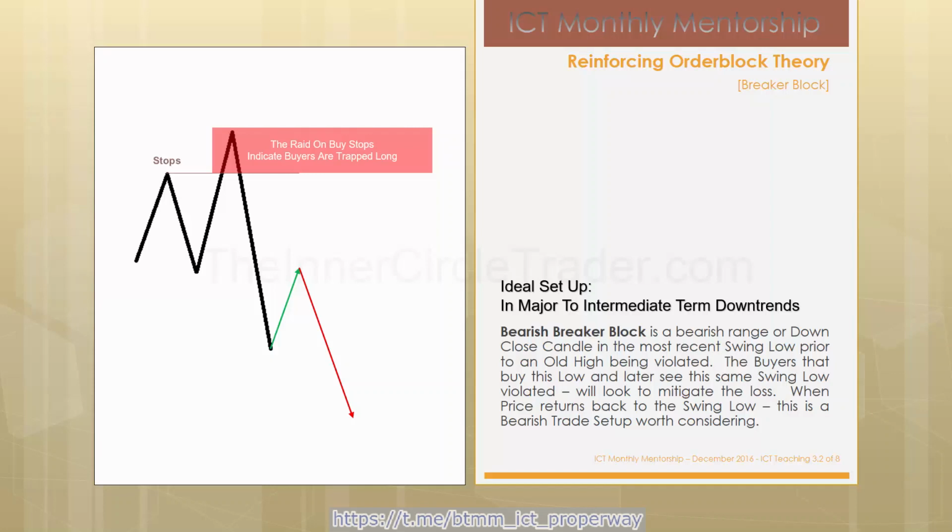The salient points are what we're looking for is an old high to be run out or a false break above an old high. This raid on buy stops indicates buyers are trapped long. We know this is true when the market quickly does a repricing. That's seen here. Repricing lower after buy stops are taken, that is a confirmation that we are potentially seeing a new breaker forming.